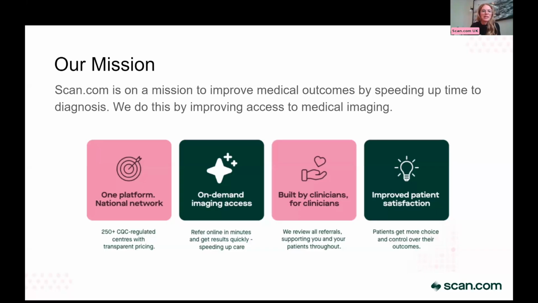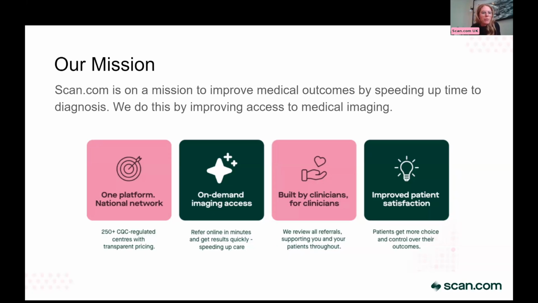Who are we? Ultimately, our main goal is to improve medical outcomes by speeding up the time it takes to diagnose conditions. And we do that by enabling patients to access imaging more quickly. We've got an online marketplace, a bit like booking.com, where you can access any scanner in the UK pretty much. You can see what the price will be, and you can book in a slot online and have your scan done within 24 hours in some sites, but about 80% of our scans are done within 7 days and reported. And that really enables people to bypass waiting lists and to get access to scans if they want.